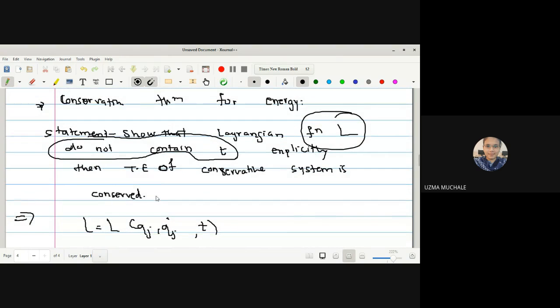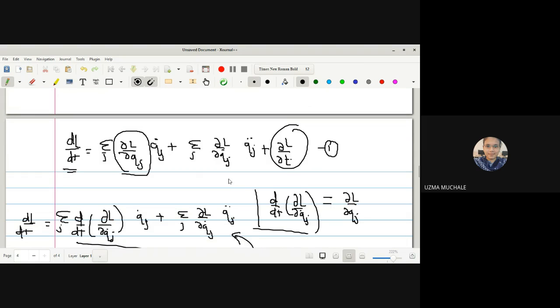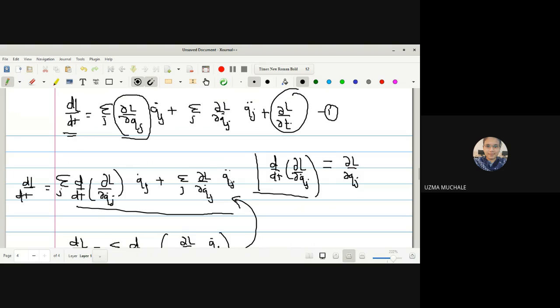The Lagrangian L does not contain the time t. So we know what the Lagrangian function L is. After defining the Lagrangian function, just take its derivative with respect to t. After taking the derivative, you get the partial derivative as 0. So in equation 1, the last term is 0.